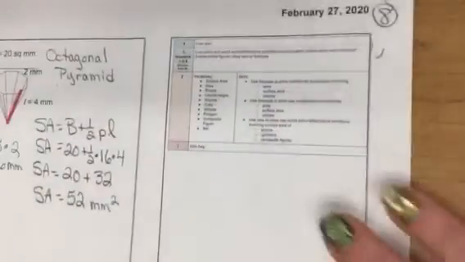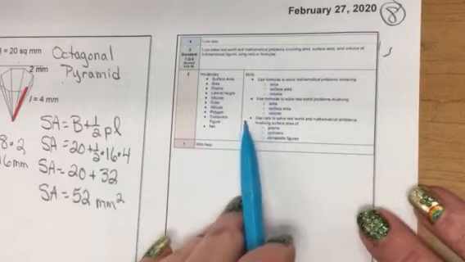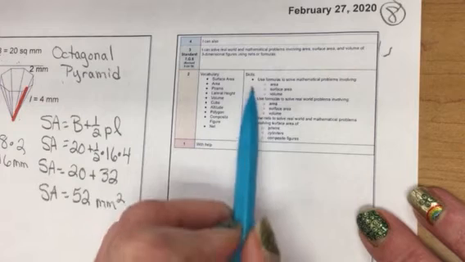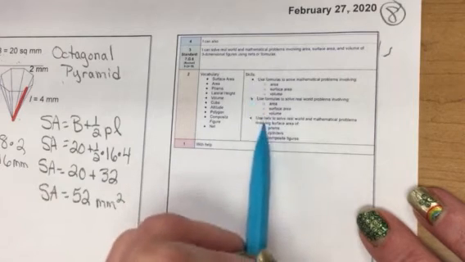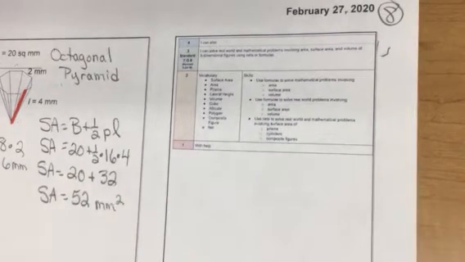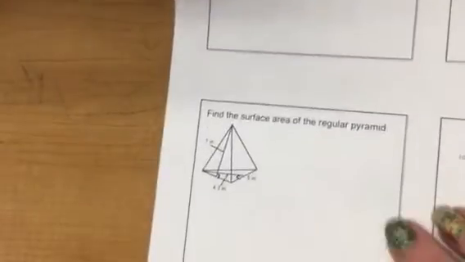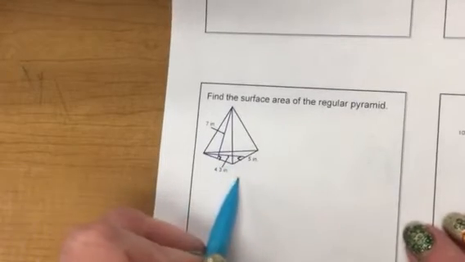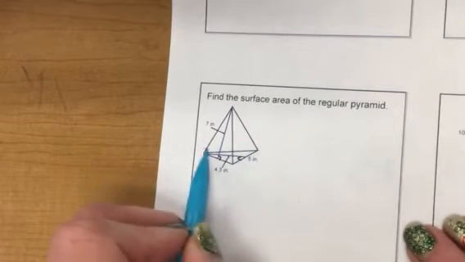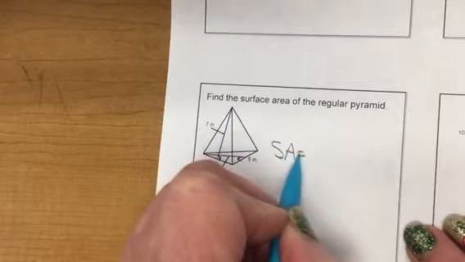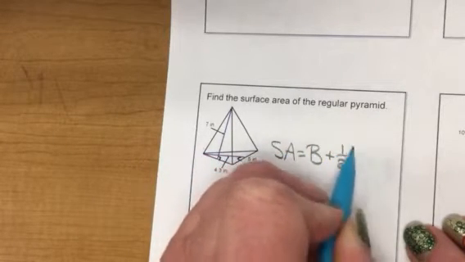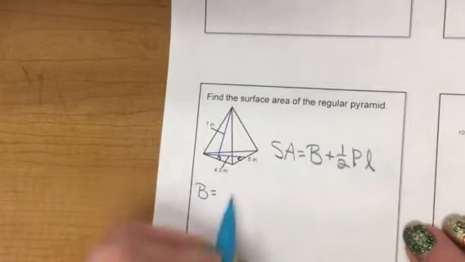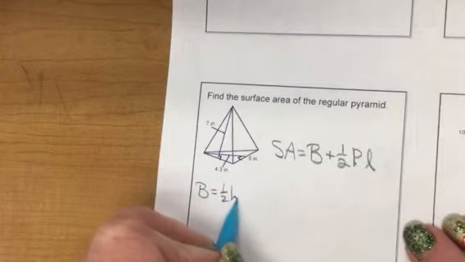Again, a review of our standard, working with surface area now of 3D objects. In this case, we're doing regular pyramids. Find the surface area of this regular pyramid that happens to be an equilateral triangle. So capital B plus 1/2 PL. So capital B, area of a triangle is 1/2 little bh.